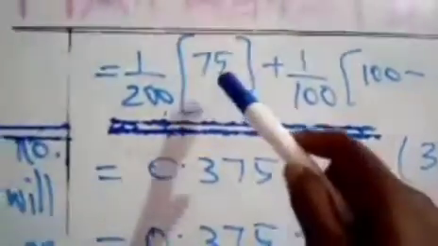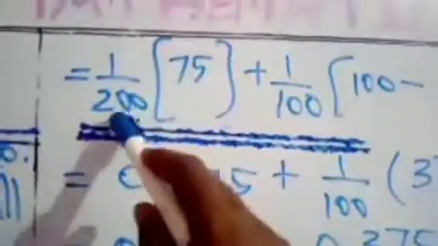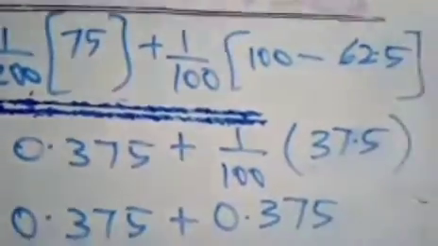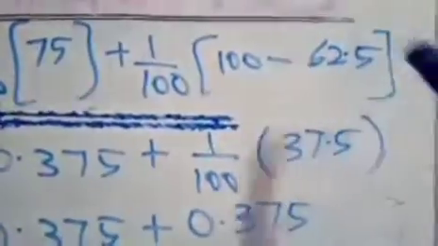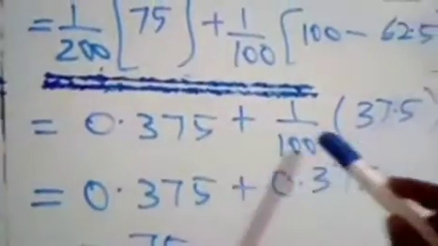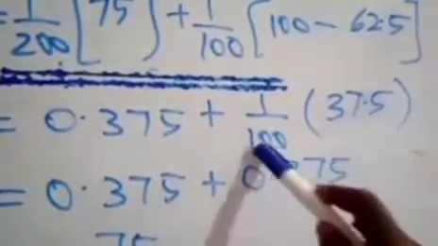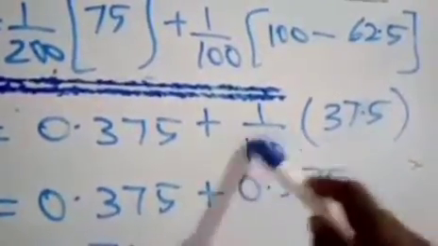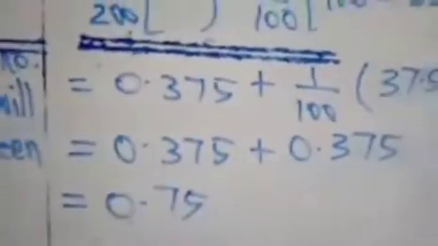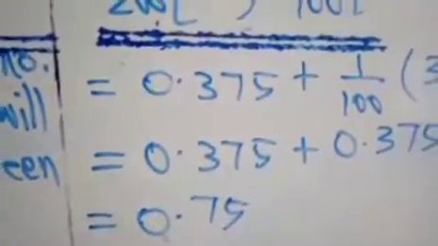Is it okay? Now whenever we divide 75 by 200 we get 0.375, using calculator or otherwise. Whenever these two zeros, you have to put 2 decimal places, and dividing by 2 we get 0.375. Plus 1 by 100. Now 100 minus 62.5 is 37.5. Now what did you get here? 0.375 plus here also 37.5 has 1 point here. 100 means 2 zeros, then only we put 2 decimal places. So 0.375. Whenever adding these two, 0.375 plus 0.375, we get the result 0.75. Is it okay?